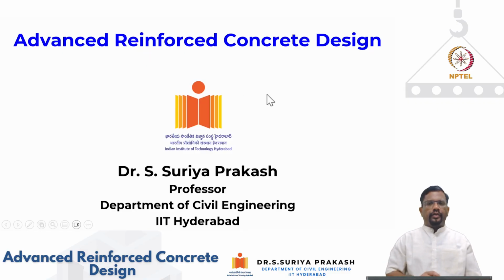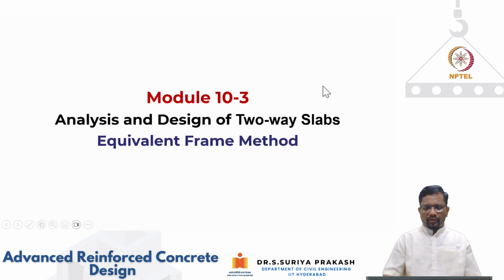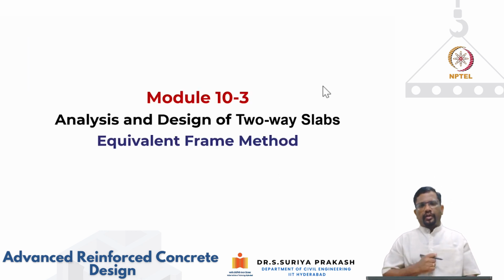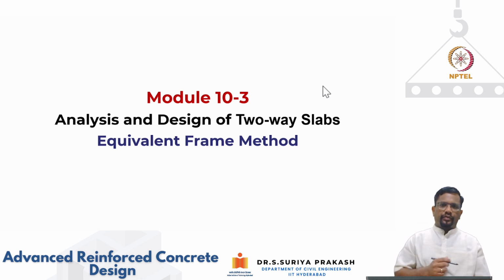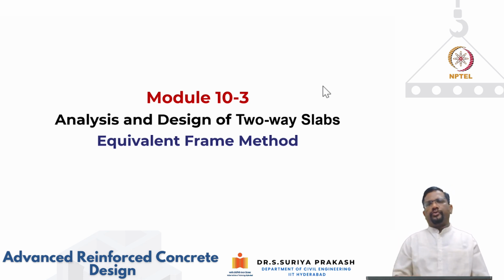We are entering the last week of this course. In the last week, we discussed two-way slab analysis and design, and we covered the first module: what are the differences between one-way slab and two-way slab, and we also discussed the code coefficient method. And in the second part of the module, we discussed in detail the direct design method, which is also called DDM.